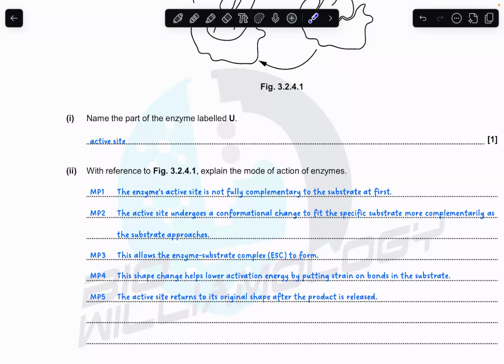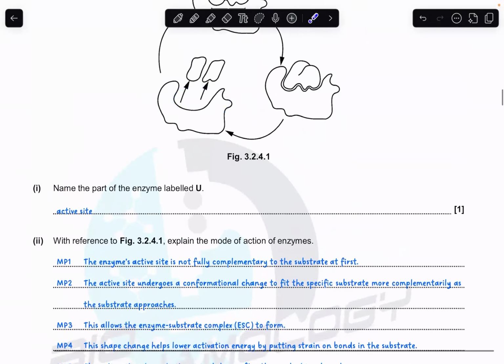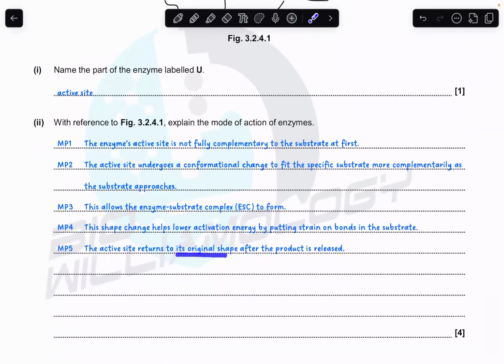So the enzyme active site is not fully complementary to the substrate at first. So the active site undergoes a conformational change to fit the specific substrate more complementarily as the substrate approaches. Okay, so this allows the enzyme-substrate complex to be formed. At the same time, the shape change in the active site helps to lower the activation energy by putting strain on the bond in the substrate. And when the reaction is completed, it returns to the original shape. Correct? So we say the active site returns to its original shape after the product is released.